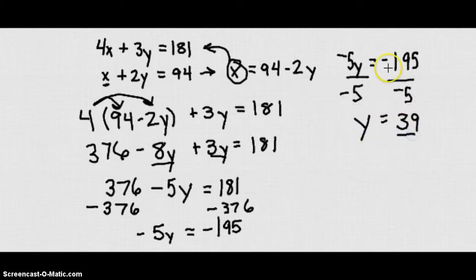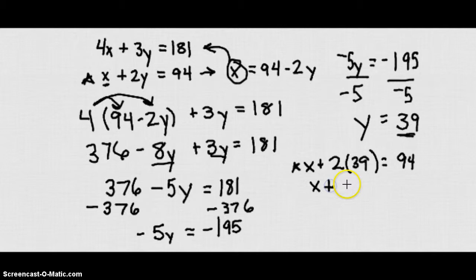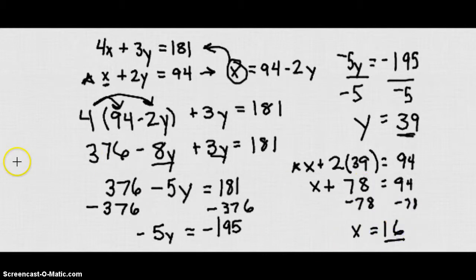Now, knowing that y equals 39, we can use either of these equations. I'm just going to use the bottom one, x plus 2 times 39 equals 94. Again, I'm using this equation, substituting my y value in. So x plus 78 equals 94. Let's subtract 78 from both sides. We get x is equal to 16. So I have a point at (16, 39). We used substitution to solve for that because we had this coefficient of 1 in front of the x.